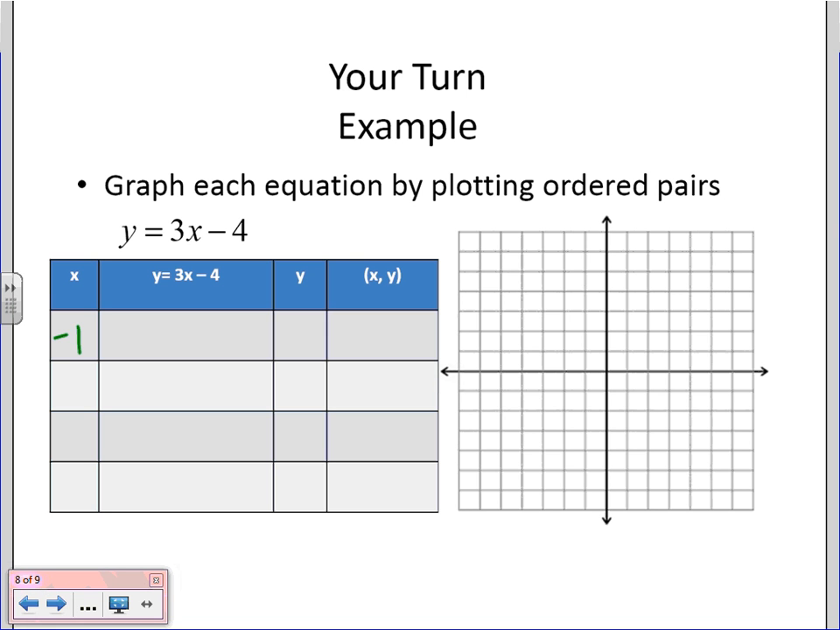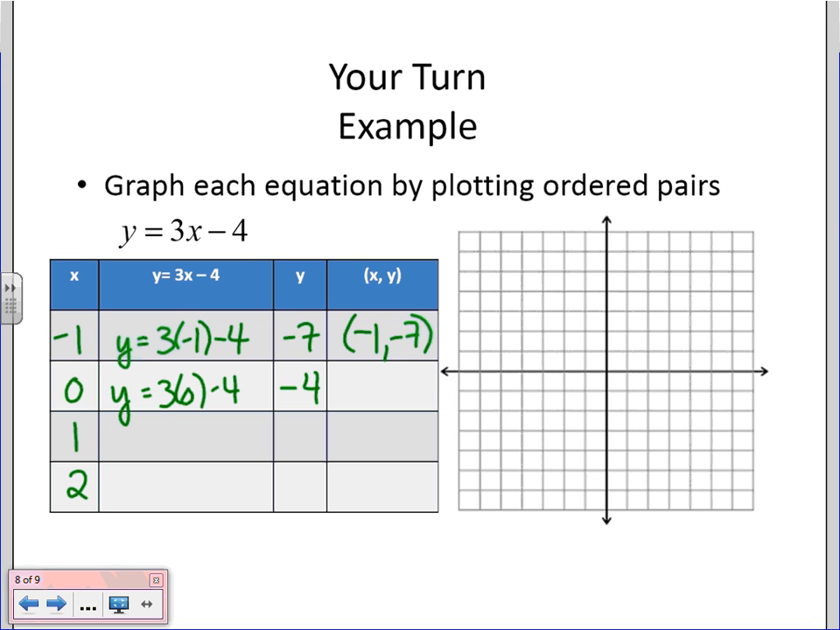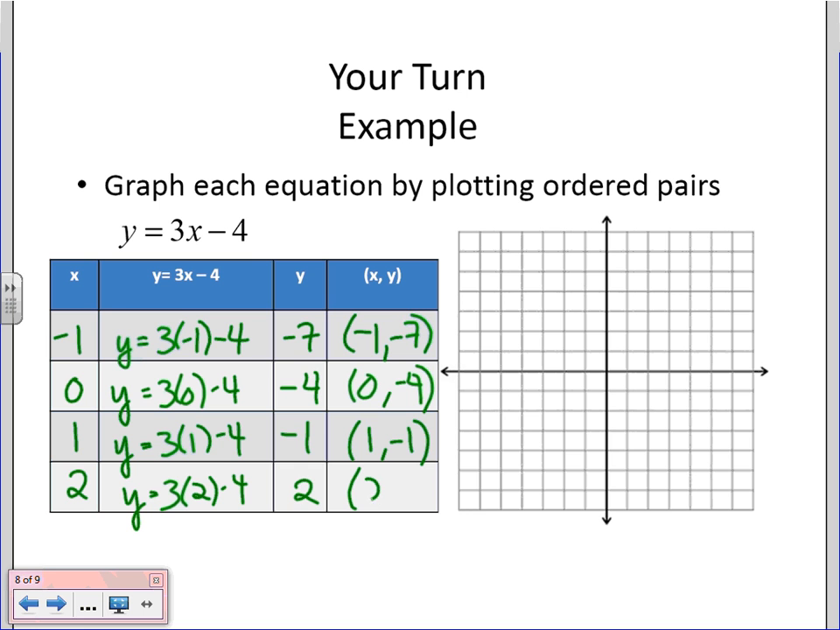So we want to use negative 1, 0, 1, 2. We plug in y equals 3 times negative 1 minus 4, and we get negative 7. And so our point is negative 1, negative 7. Y equals 3 times 0 minus 4, negative 4, and we have 0, negative 4. Y equals 3 times 1 minus 4, negative 1, and we have 1, negative 1. Y equals 3 times 2 minus 4, and that is 2, 2.